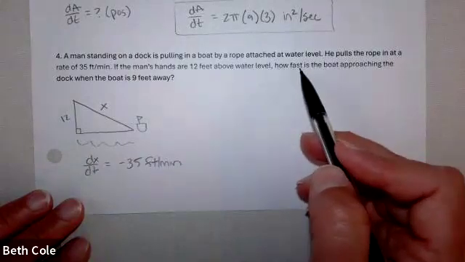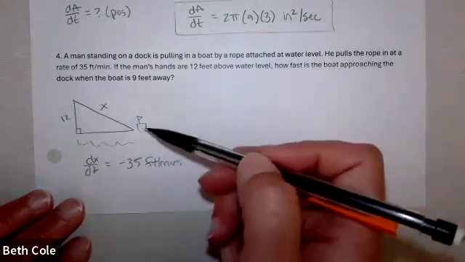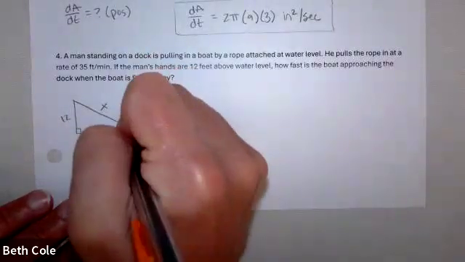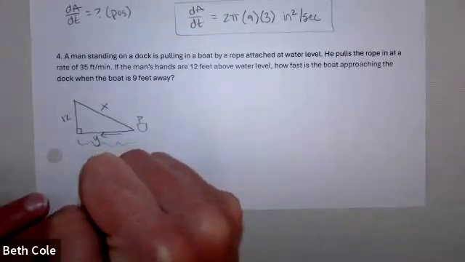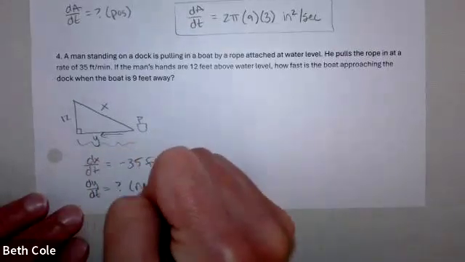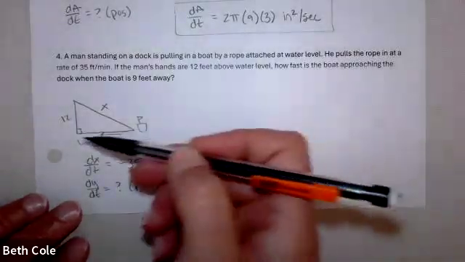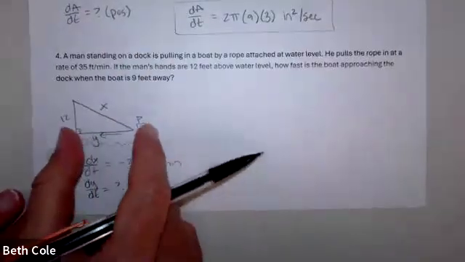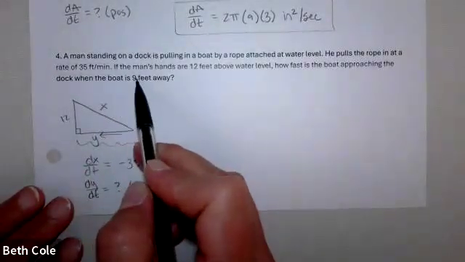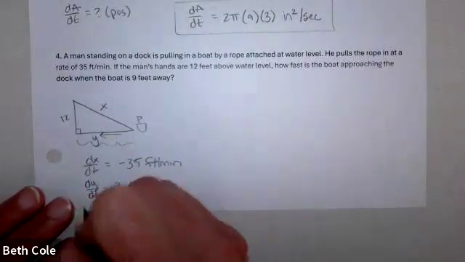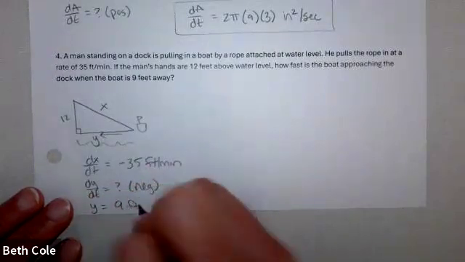How fast? So here's our question mark. Is the boat approaching the dock? So the boat is going this way. And so I'm going to call that dimension y. dy/dt is our question mark. That should also be negative. The boat is getting closer to the dock, so this distance is shrinking. And again, we have to pause at a certain moment. It says when the boat is 9 feet away. So that's going to be when y is 9 feet.